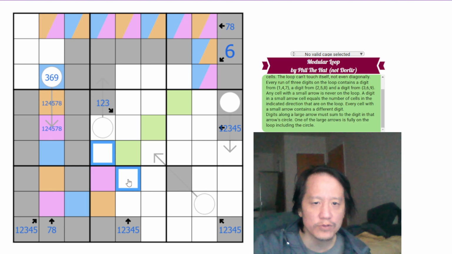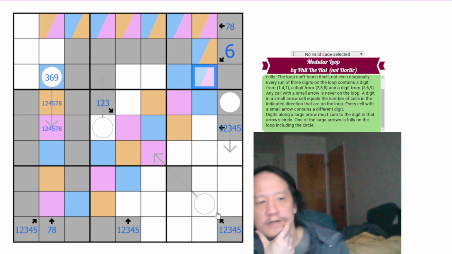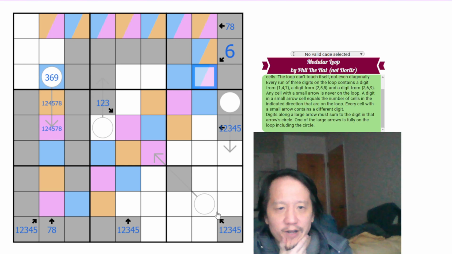One of these is blue. This one has to be orange. One of these is pink, which means this is blue. One of these is orange. This is pink, which means one of these is blue, which means this must be orange. But that doesn't work. Why doesn't this work?